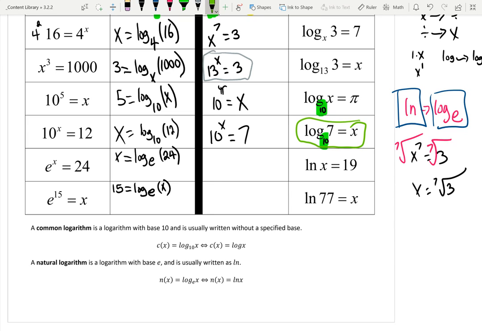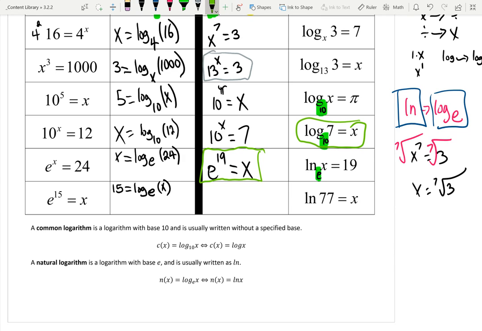Whoa, ln. Well, from last time, we know ln has a base of e. So when I'm writing it, it's going to be my base to my exponent is equal to x. Here, this form is going to be much more useful. I have a way to generate x. In logarithmic form with ln, it's going to be a little harder to determine what x is.